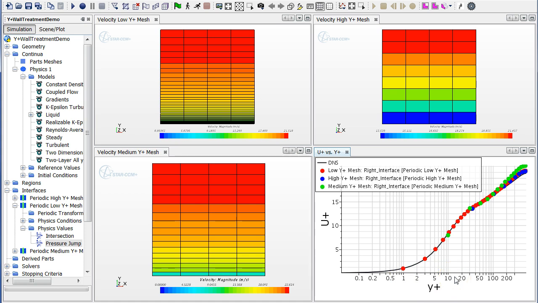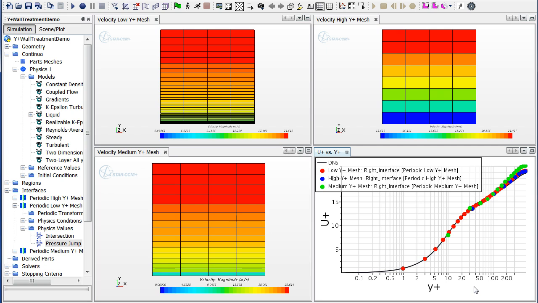The blue dots depict the solution on the high y plus mesh. The cell next to the wall has a y plus value of 34. This solution captures only the logarithmic region of the turbulent boundary layer. The viscous sublayer and the buffer layer are modeled by the wall treatment. We can see that both solutions, from the simulation on the low y plus mesh and from the simulation on the high y plus mesh, give similar results in the logarithmic region.